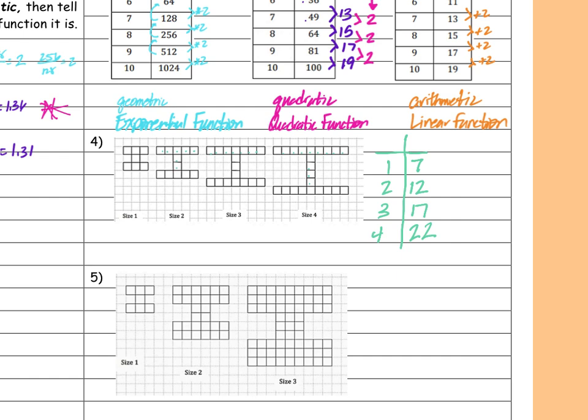Okay, so I'm gonna first start by finding differences because I think that's easier. So what's my difference between 7 and 12 and 12 and 17 and 17 and 22? Adding 5. Adding 5, good. So what type of pattern is this? Arithmetic, geometric, or quadratic? Geometric.